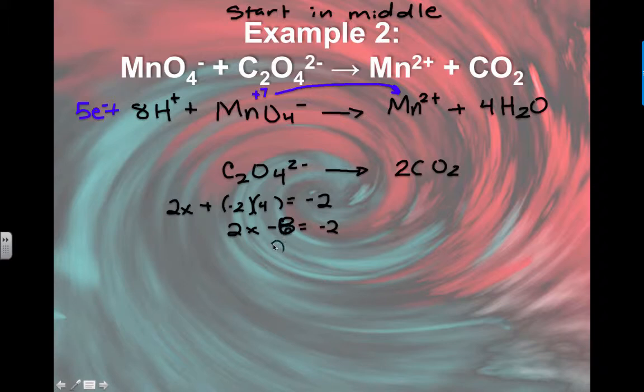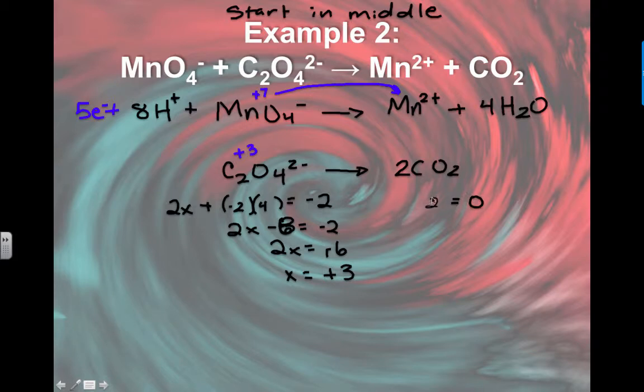Pardon me. That means 2x is equal to +6. That gives me x equals +3. So in oxalate, carbon has a +3 charge. So let's see what happens in carbon dioxide. Carbon dioxide is a molecule, not an ion, so it's going to add up to 0.